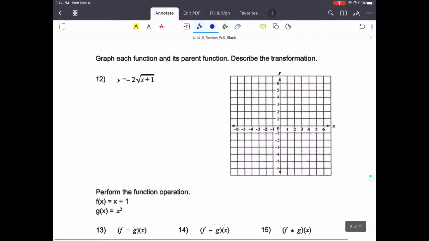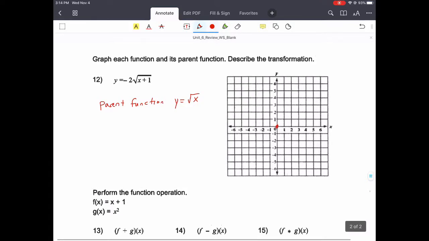All right, on to the back. It says graph each function and its parent function. Describe the transformation. All right, so I know that the parent function for this graph is going to just be y equals the square root of x. So if I were to graph this, I know I've got points here, here, and so my graph looks like this. So this is y equals the square root of x.